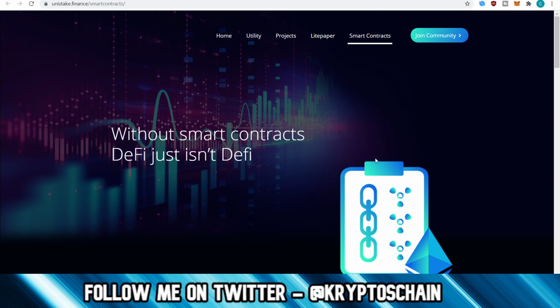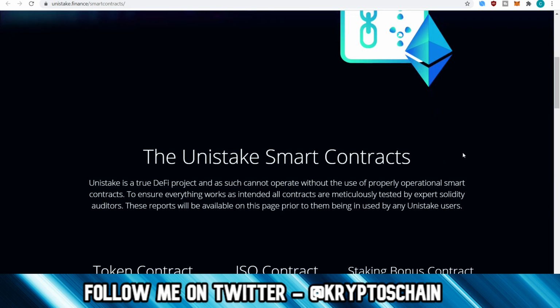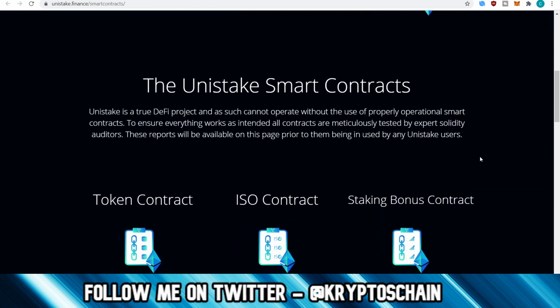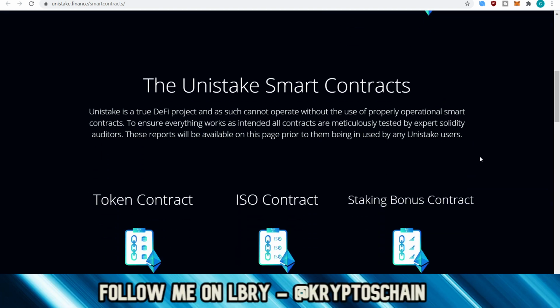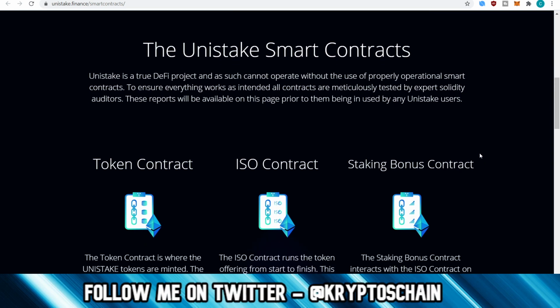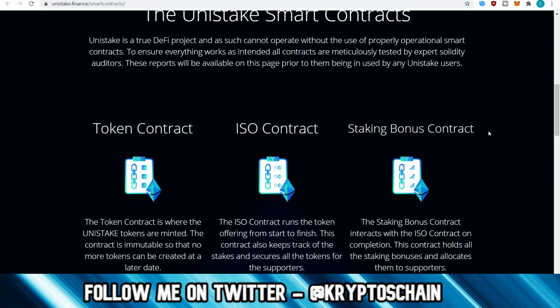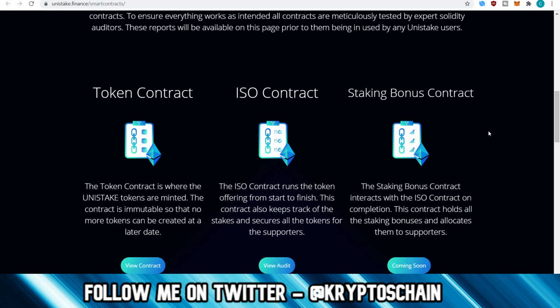Now, finally, I want to touch on one other point, which is regarding the smart contracts. Now, without smart contracts, DeFi just isn't DeFi, and this couldn't be more right. Unistake is a true DeFi project, and as such cannot operate without the use of properly operational smart contracts. To ensure everything works as intended, all contracts are meticulously tested by expert solidity auditors. These reports will be available on this page prior to them being used by any Unistake users.